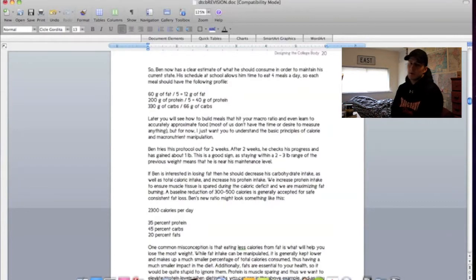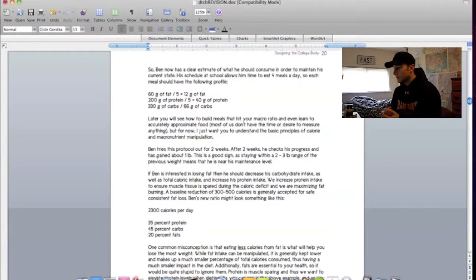Your weight fluctuates a little bit. If you've stayed within about a pound, it's a good sign that you're right around your maintenance. So, boom. Now that you've tested that calorie total out with that macronutrient breakdown, now you know your maintenance, okay?